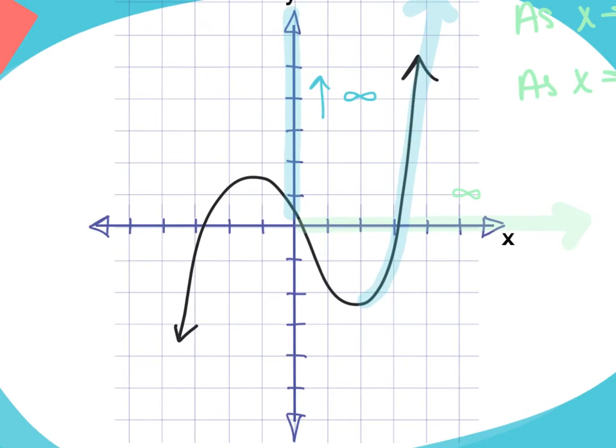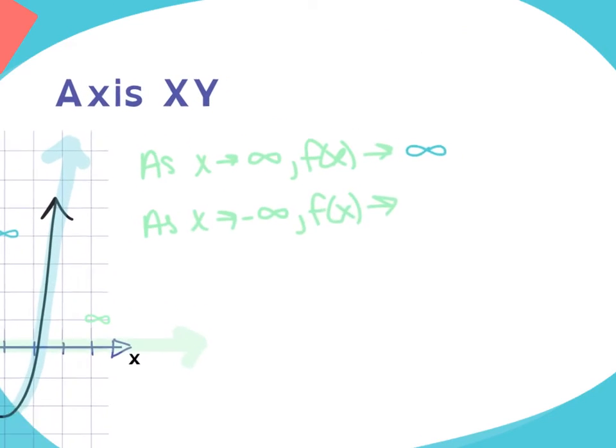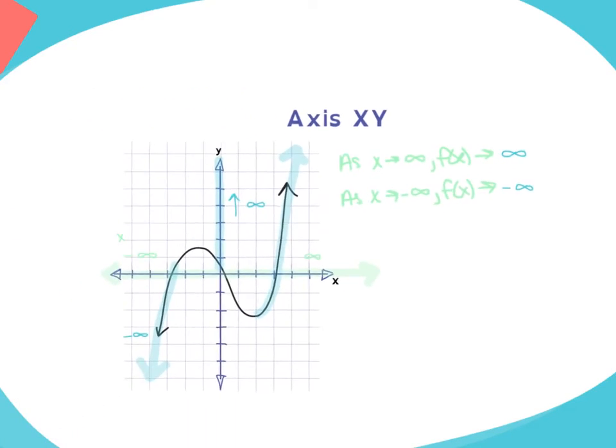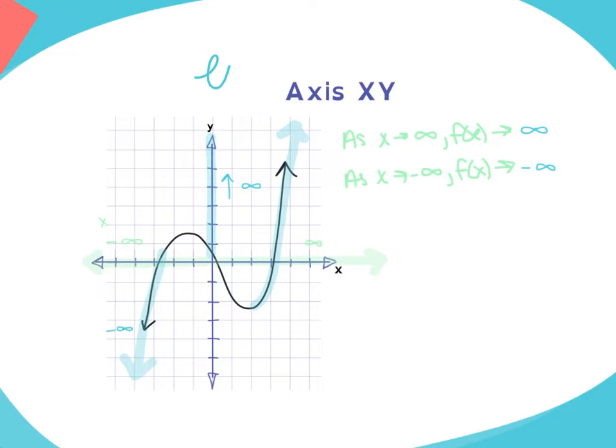If I look at my graph and start following it to the left, the more I go to the left, the more I go towards negative infinity, my graph is going down this way, down into y values, and now my y values are going to negative infinity. So as I keep going to the left in my x values, my graph keeps going down in my y values, which would be negative infinity. So as x approaches negative infinity, my f of x approaches negative infinity. And that's all you're doing for end behavior.